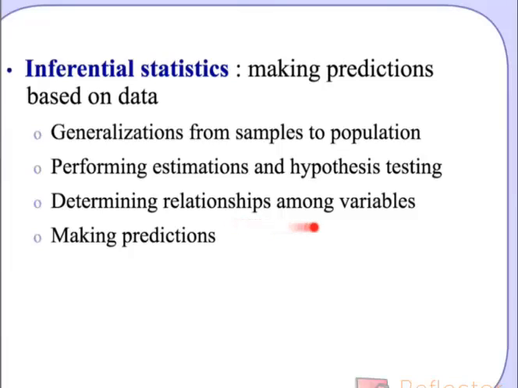We're also going to determine, are there relationships among variables? Meaning, could one affect the other one? Is there some type of relationship? Is it strong? Is it weak? Things along those lines. And then also, we're going to make those predictions back onto the population. That is our inferential statistics that we're looking at.